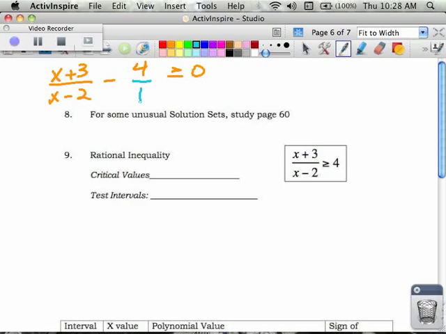Two words. Common denominator. You need to have a common denominator. There are 2 fractions, so I look at the second denominator. It's got a 1. I want to have an x minus 2, so I multiply the top and the bottom by x minus 2.